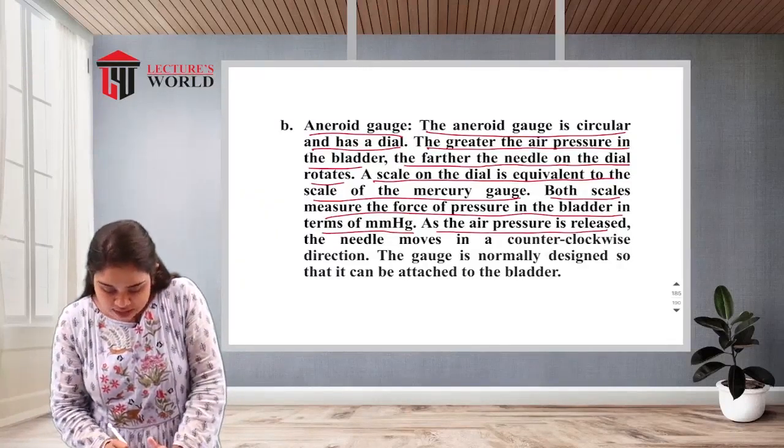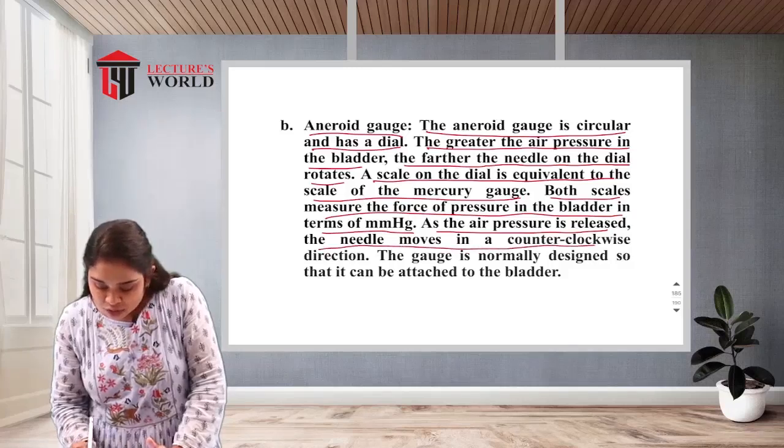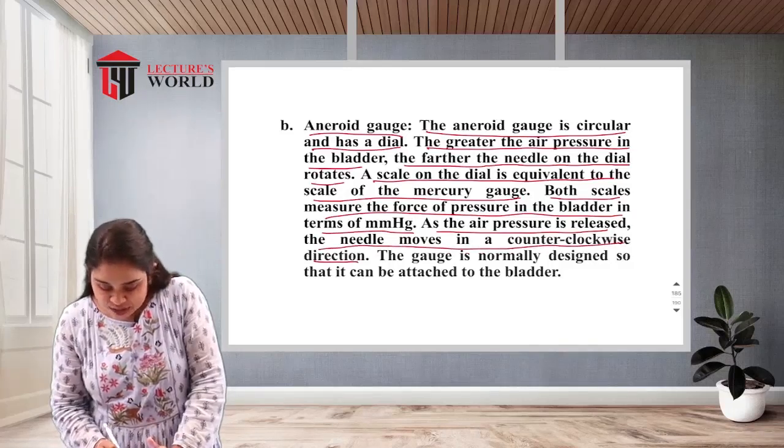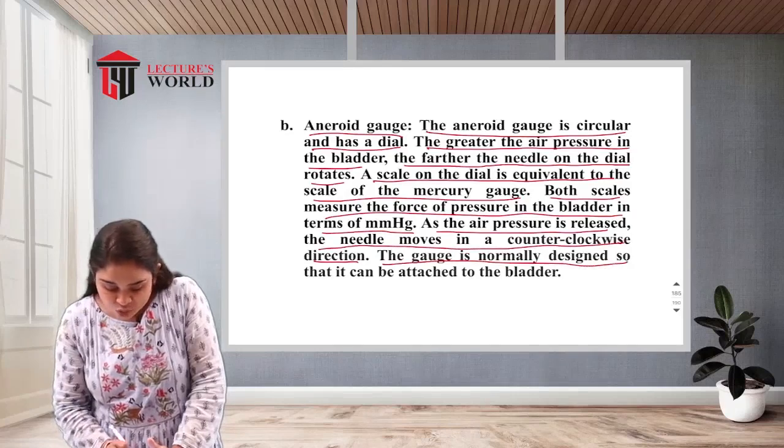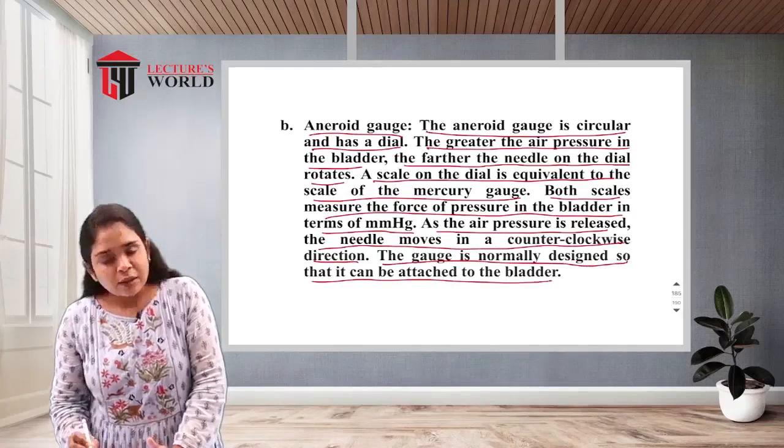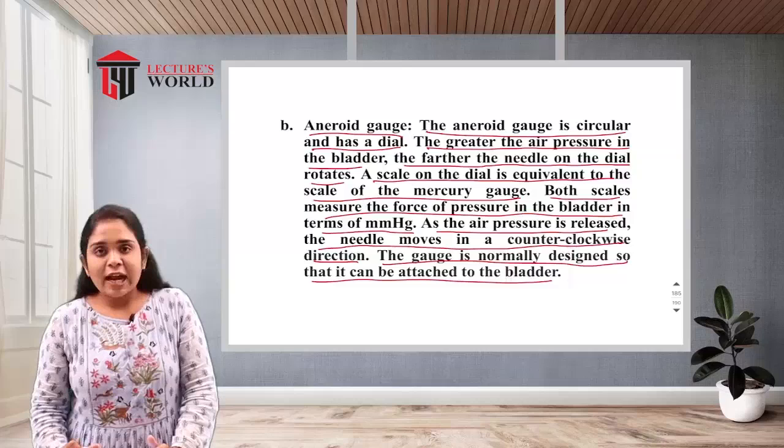As the air pressure is released, the needle moves in a counterclockwise direction, and the gauge is normally designed so that it can be attached to the bladder. So that is about the aneroid gauge.